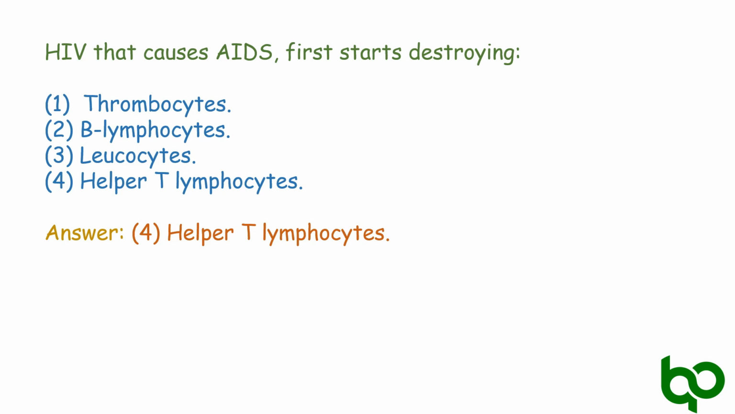It is characterized by the reduction in the number of CD4 bearing helper T cells to 20% or less of normal ones. T lymphocytes play an important role in immune response and cell signaling. So here the correct answer is option 4, helper T lymphocytes.